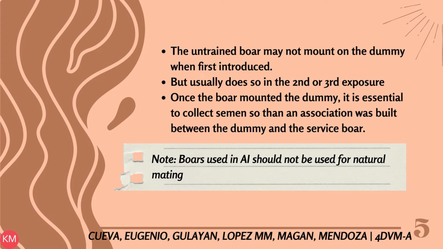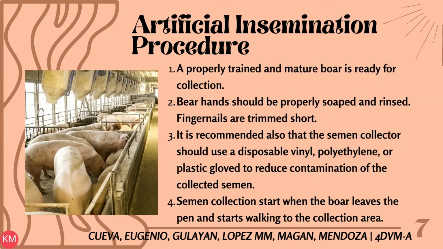Normally, untrained boars may not mount the dummy when first introduced, but usually do so in the second or third exposure. Once the boar has mounted the dummy, it is essential to collect semen so that an association is built between the dummy and the service boar. Take note that boars used in AI should not be used for natural mating.